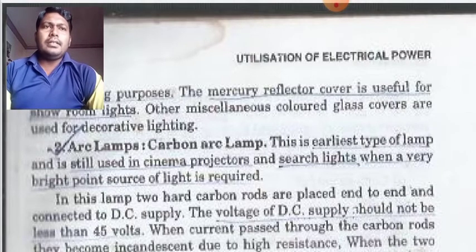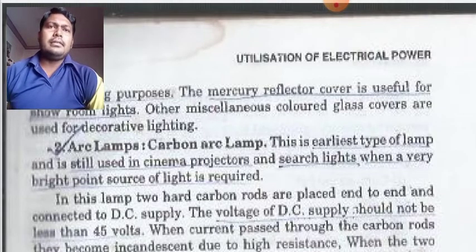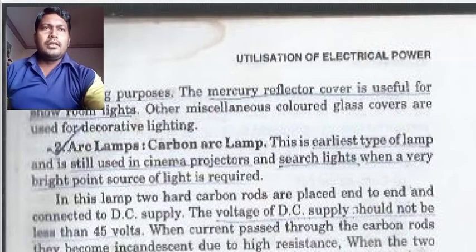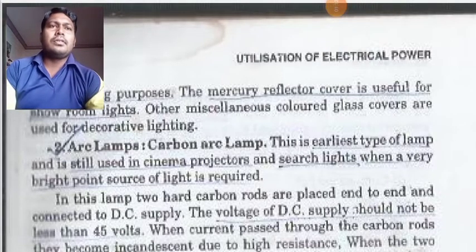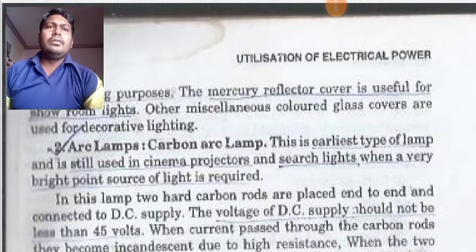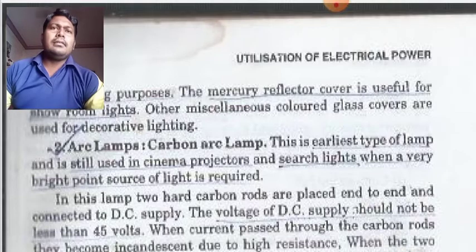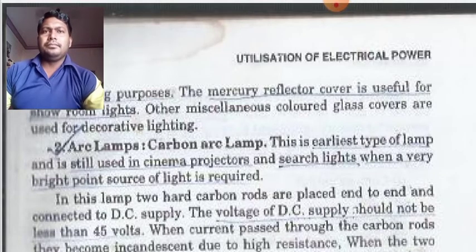It is the simplest type of lamp and is still used in cinema projectors and searchlights when a very bright point source of light is required. So they are used in cinema projectors, they are also used in searchlights, and wherever a very bright point source of light is required.